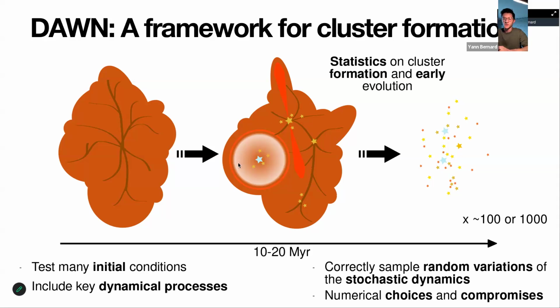But this is really complicated and very expensive to compute if we want the full resolution to resolve every single star in the cluster or in the molecular cloud. So I had to make a lot of numerical choices and compromises in order to have the best performance I can and reach this quite large number for star-forming simulations compared to the community.